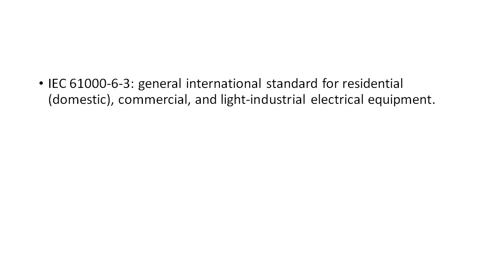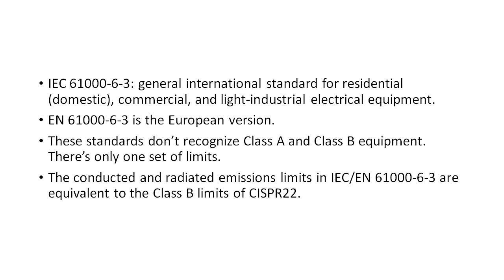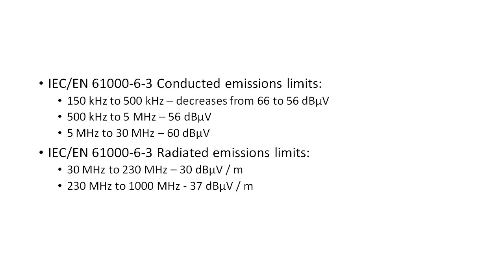The International Generic Emissions Standard for residential, commercial, and light industrial environments is IEC 61000-6-3. The equivalent European standard, which is derived from the IEC standard, is EN 61000-6-3. This generic standard doesn't distinguish between Class A and Class B equipment like CISPR 22 and other standards derived from it do. It only has one set of limits because it considers all equipment tested under it of the same class. Now, I don't need to go back through the frequencies and the numbers. All I need to say is that the conducted and radiated emissions limits called out in the generic residential and commercial standard are the same as those for Class B devices.